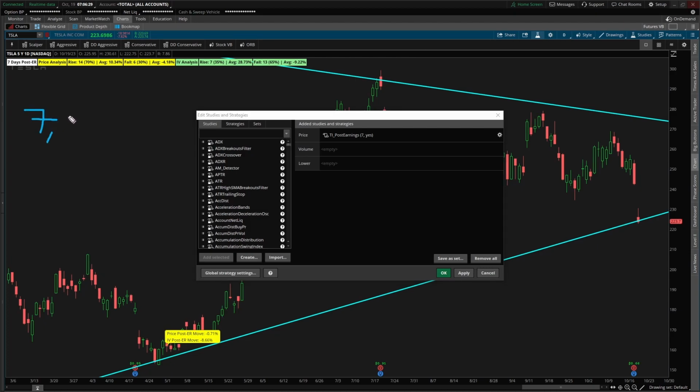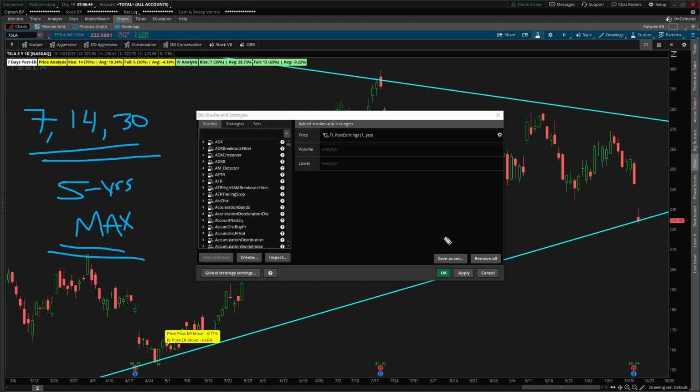7 days after earnings, 14 days after earnings, and 30 days after earnings. We'll start with shorter-term data first, just looking at the past 5 years, and then we'll load in our max available data to get an understanding of how these tendencies have varied over time.